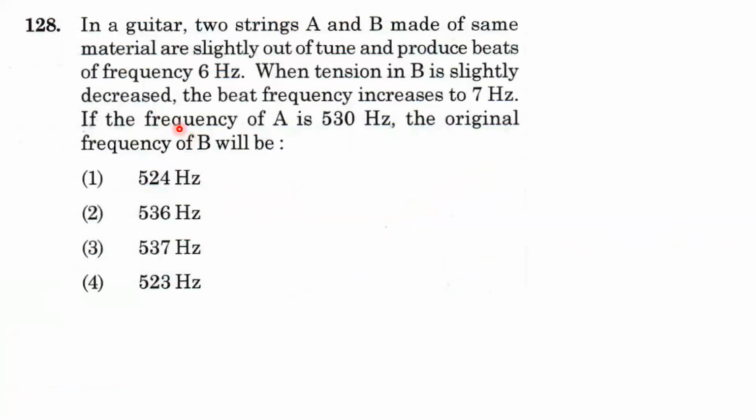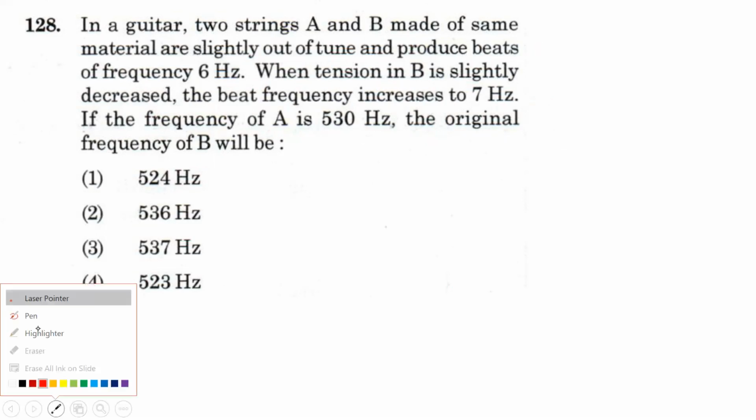Next, the 128th question. In a guitar, two strings A and B made of the same material are slightly out of tune and produce beats of frequency 6 Hz. When the tension in B is slightly decreased, the beat frequency increases to 7 Hz. If the frequency of A is 530 Hz, the original frequency of B will be dash.